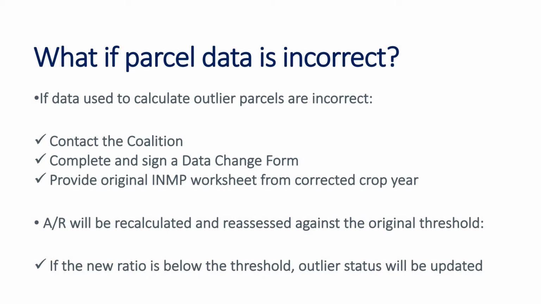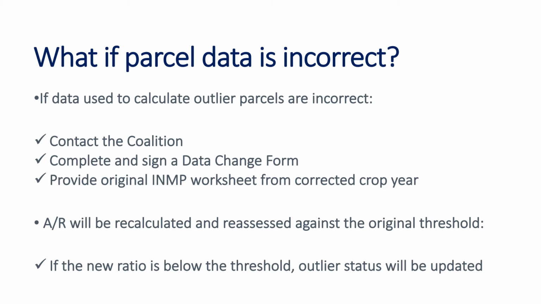So the report that we sent you that identified those parcels as outliers may have incorrect information. So what do you do if you see that maybe you reported the wrong number? Well, first off, contact the coalition. Give us a call, send us an email, and we will look at the records, and you can send a modified crop report, irrigation and nitrogen management plan.